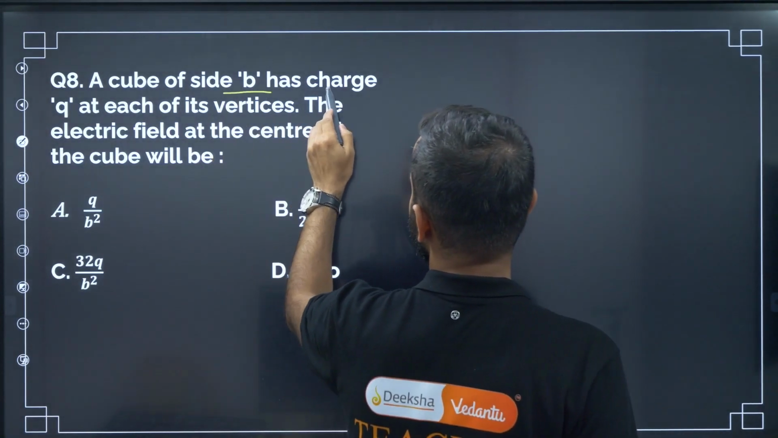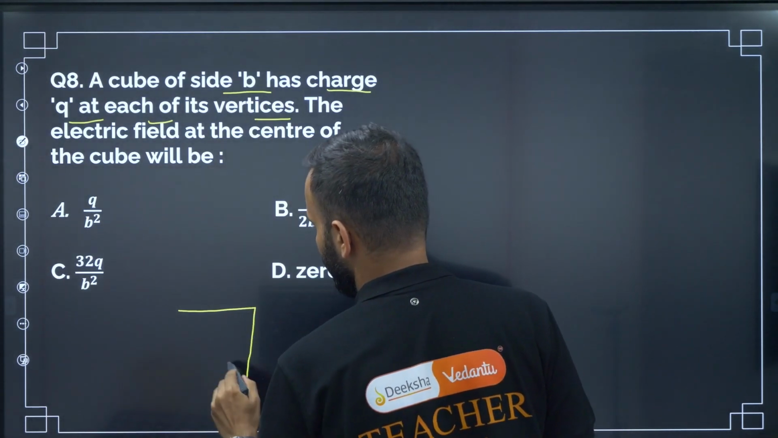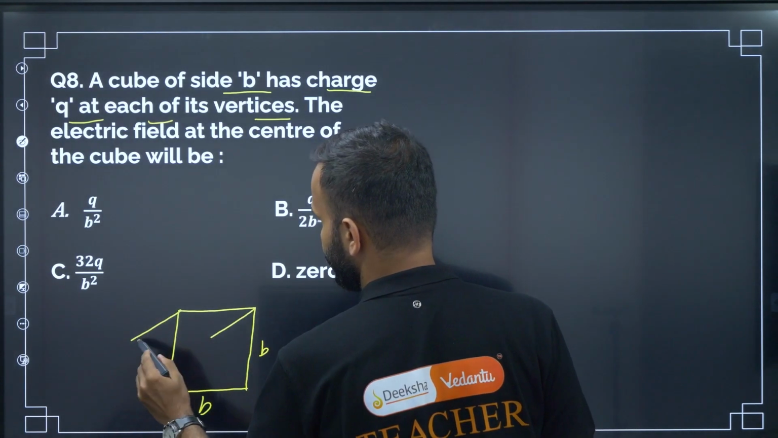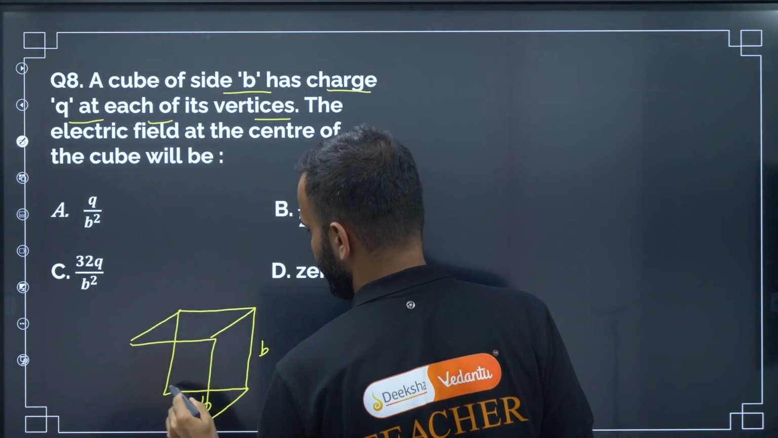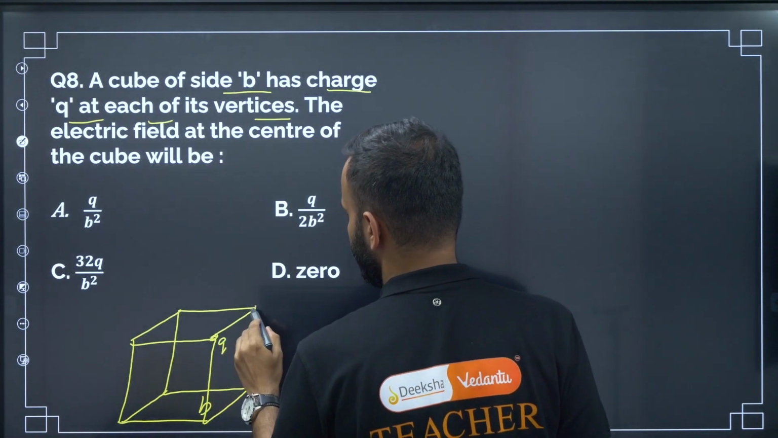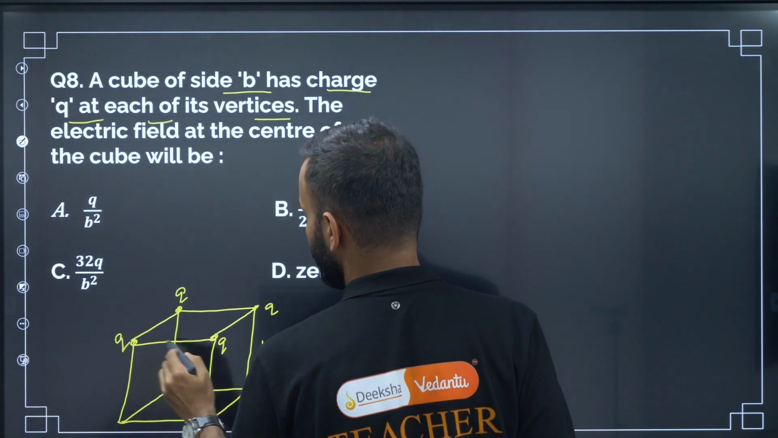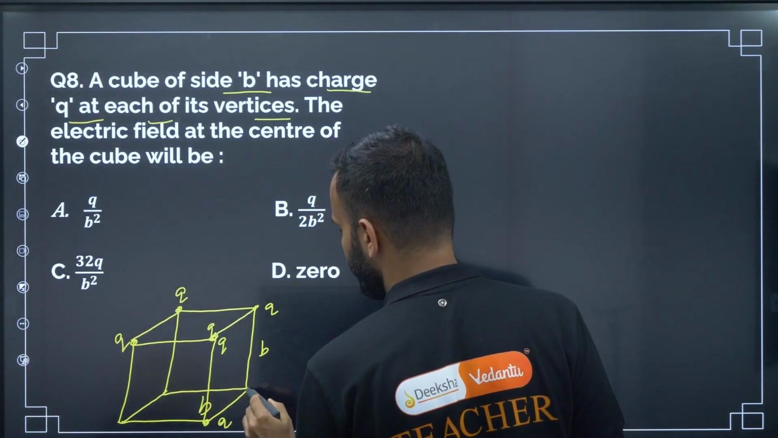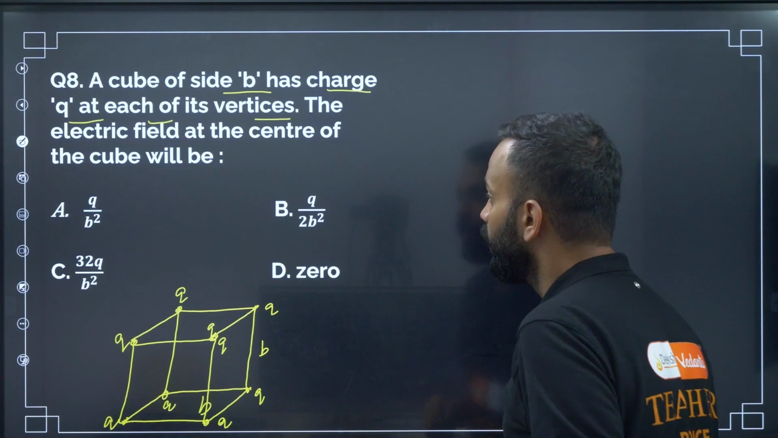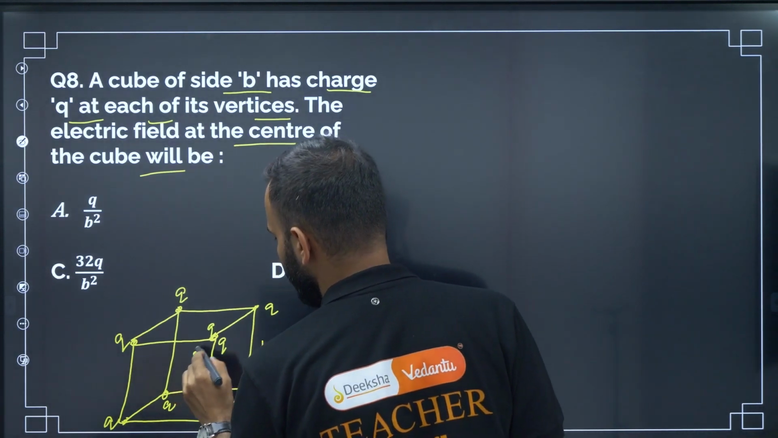A cube of side B has charge Q at each of its vertices. We have a cube of side B, and charge Q is placed at each of the vertices. Here Q, Q, Q, and Q. The electric field at the center of the cube will be.